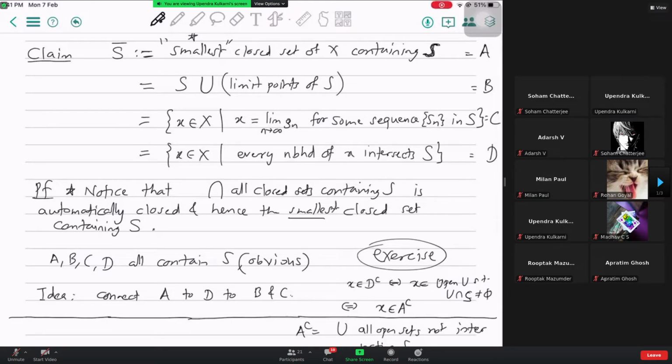So now just see, when I start with X not in D complement, that gives me an open set U like that, but that U satisfies this condition over here. It's one such open set not intersecting S. And you can trace it backwards. If X is in A complement, then that means X is in one open set not intersecting S. Some open set not intersecting S. So I think this is okay. Check.